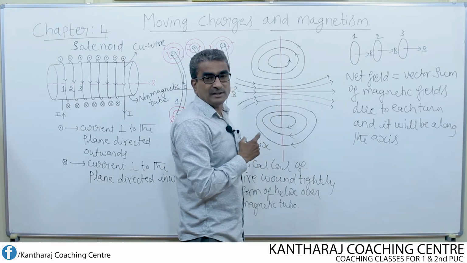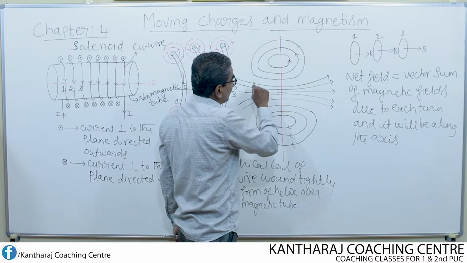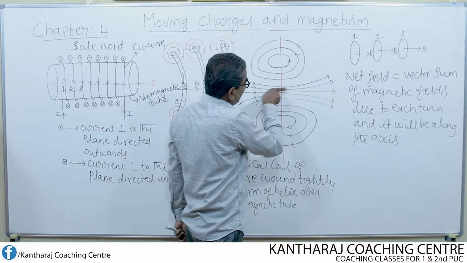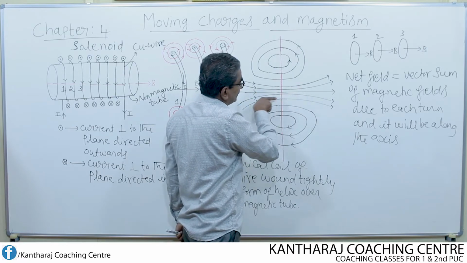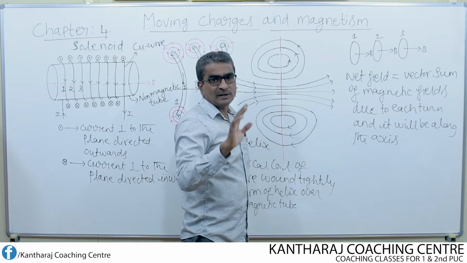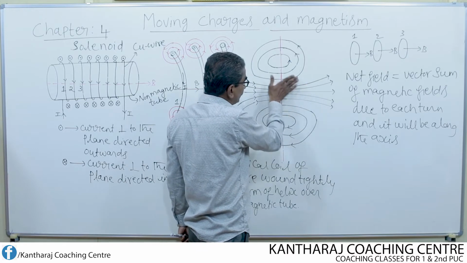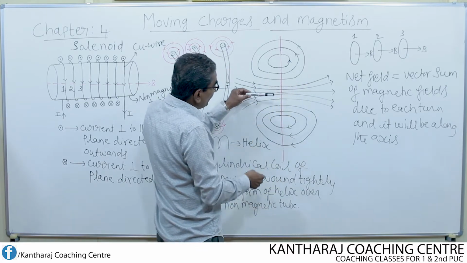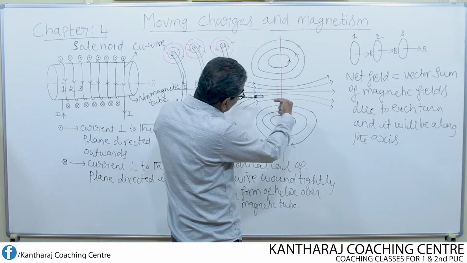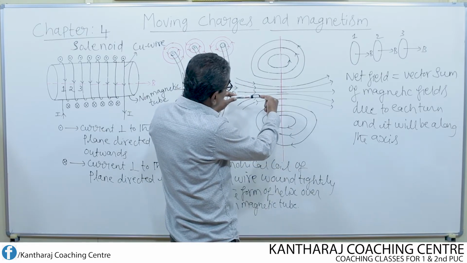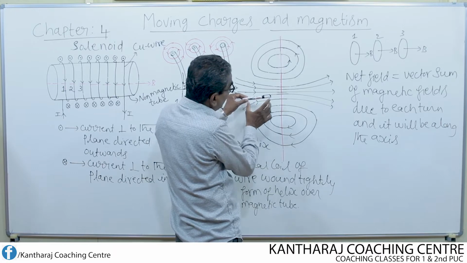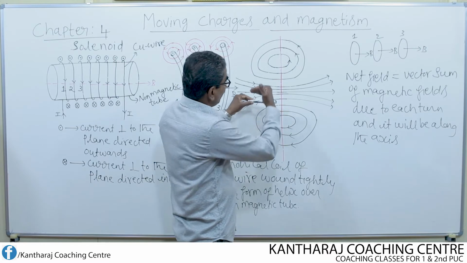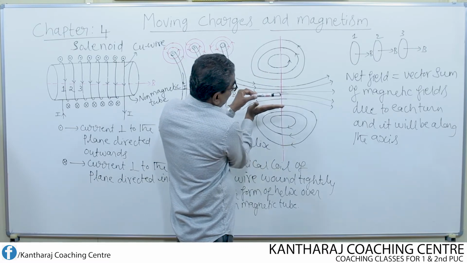How can I say that field is uniform? Field is uniform because magnetic lines of force are almost parallel to each other. Look at this magnetic line of force, this magnetic line of force, all these lines are nearly parallel to each other. Therefore, overall it is a uniform field and strong field. So, if you imagine a solenoid like this, inside the solenoid the magnetic field is found to be uniform and strong. Whereas outside the solenoid, outside means what? Both at the top portion as well as at the bottom portion.